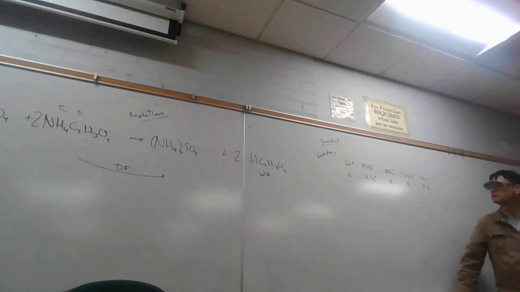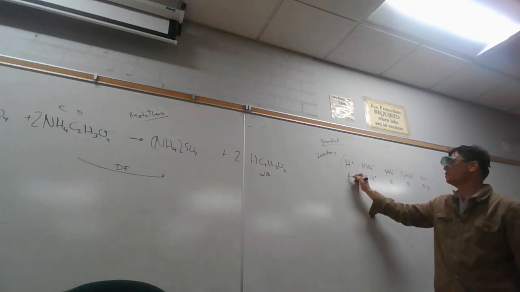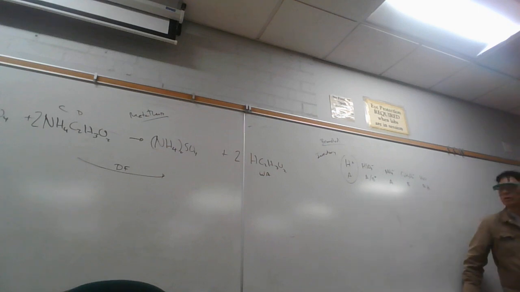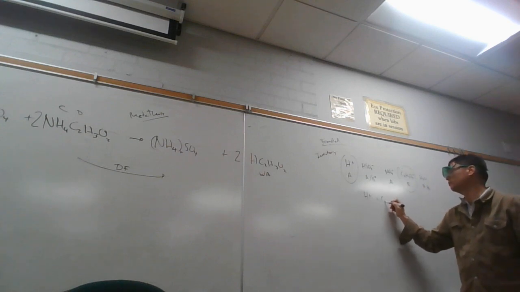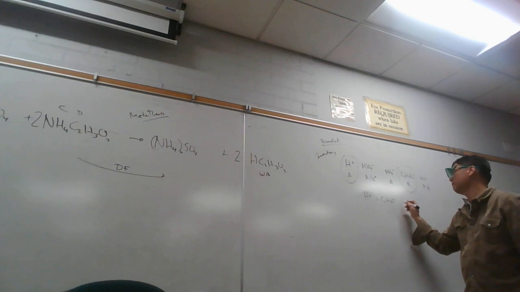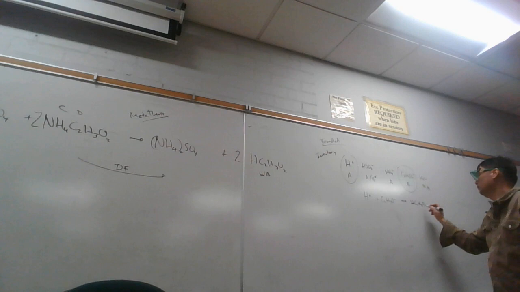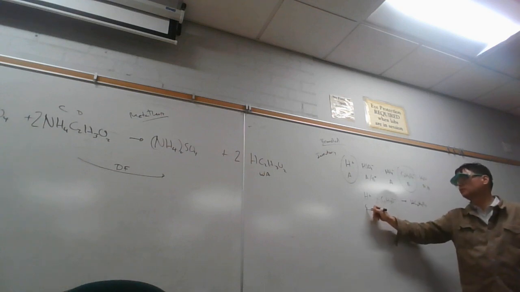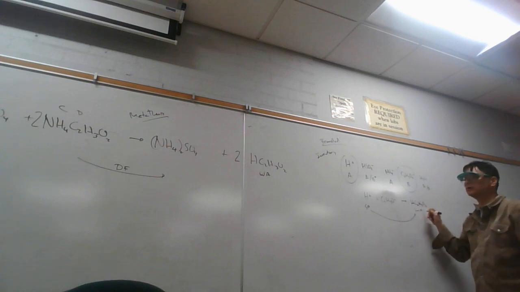So which one's the strongest acid? Do you need the chart for this? No, we don't. H plus is going to be the strongest acid. H plus or hydronium. Which one do you think is the strongest base? Acetate. So the reaction will be between H plus and acetate. This is going to form acetic acid. And we see that H plus or hydronium is a stronger acid, and acetic acid is weaker acid. So this is the same driving force.